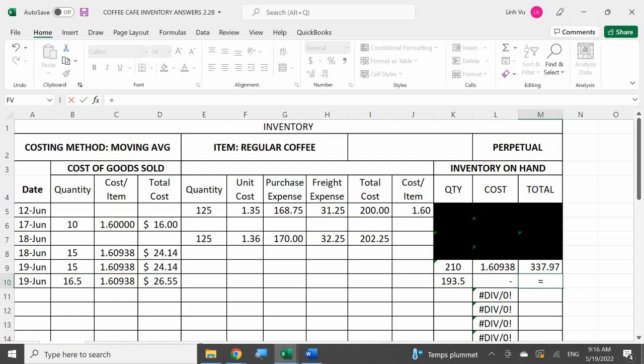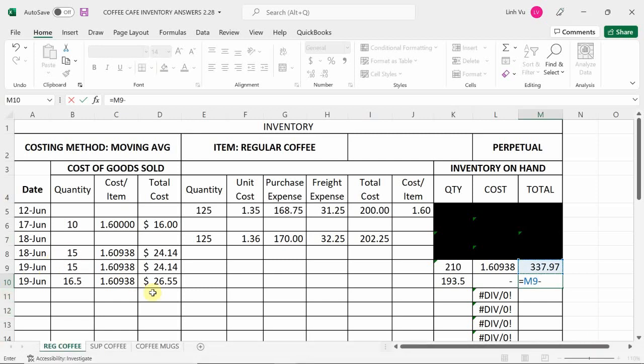And I'm going to take my 33797 and subtract what I sold, which is the 26.55, to get a grand total of 311 and 42 cents. So with that, now my average cost has increased by 3/1000ths of a penny. It went from 0938 to 0941. So it increased by 3/1000ths of a penny. Okay.